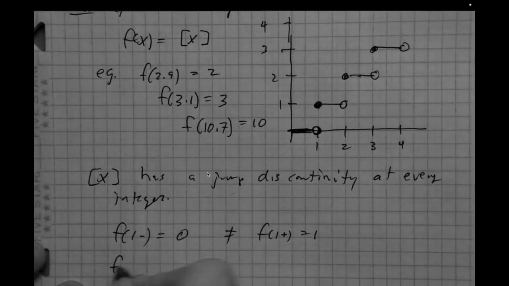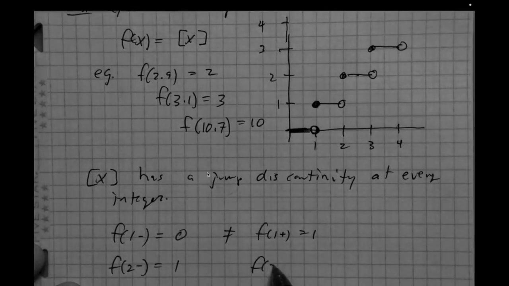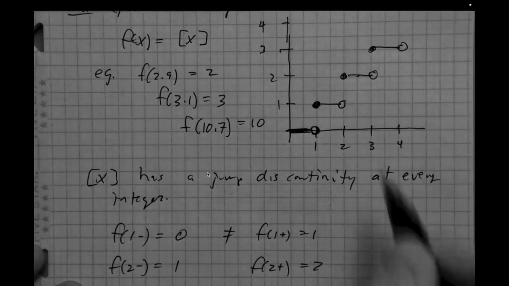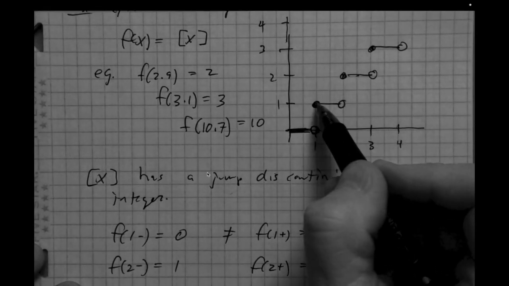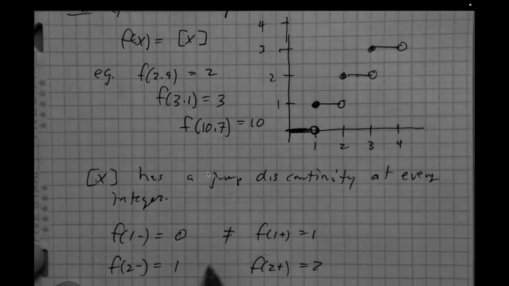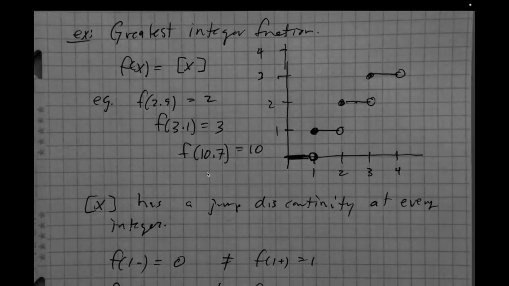Same is true for 2. If I approach 2 from the left, it's 1. If I approach 2 from the right, it's 2. If I approach 2 from this direction, then I'm on 2. If I approach 2 from this direction, I'm on 1. Okay, so every integer has a jump discontinuity.